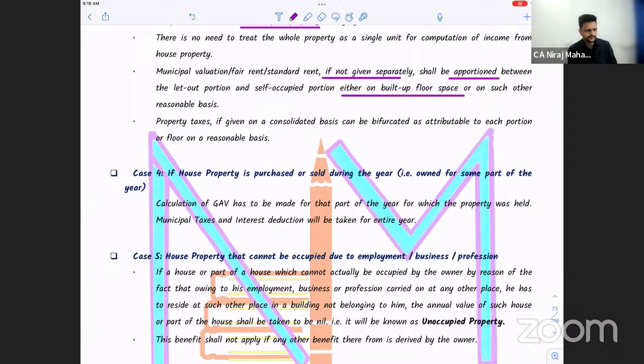Khushbu, understood? Okay. So basically, whatever calculation we do, we will now make them separate cases. Property taxes, again, if given on a consolidated basis, will be bifurcated, again on a reasonable basis, based on number of rooms or area. That you have to keep in mind. All right. Come to question number 20.